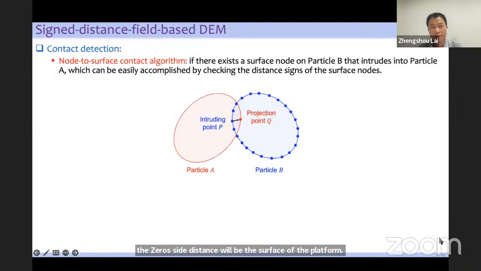Based on the signed distance description of the particles, we use the node-to-surface contact algorithm to detect the contacts between particles. In this contact algorithm, one particle is described by the signed distance, and the surface of another particle is discretized into a set of surface nodes. So contact detection becomes testing if there is a surface node that intrudes into another particle. If there is a node inside another particle, the two particles are in contact.